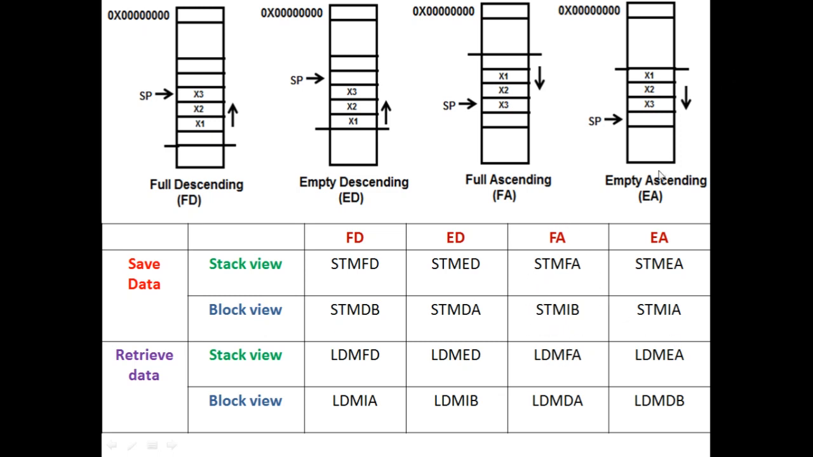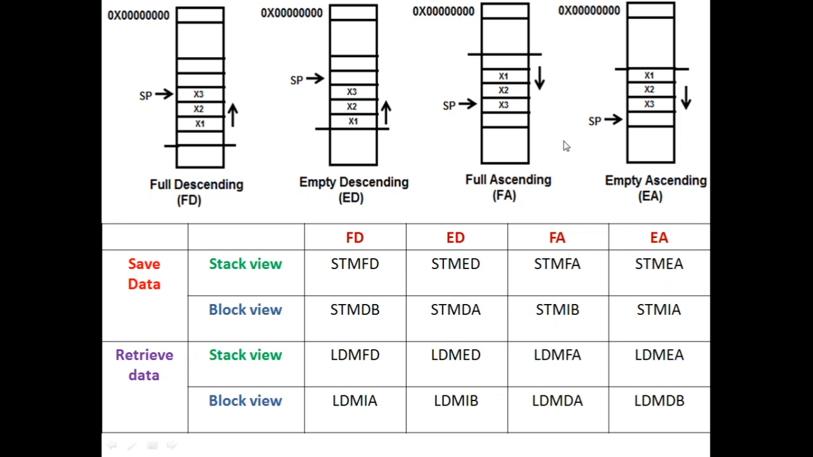Now you go to the empty ascending stack. Once again the stack is an ascending stack. The initial stack pointer is here. After every transfer of a byte, word or number, the stack pointer is incremented, so it is an ascending stack. Because of this, at any given instant of time, the stack pointer points to the first empty location on the stack, so it is an empty ascending type of stack. So store multiple empty ascending, that is the stack view mnemonic.